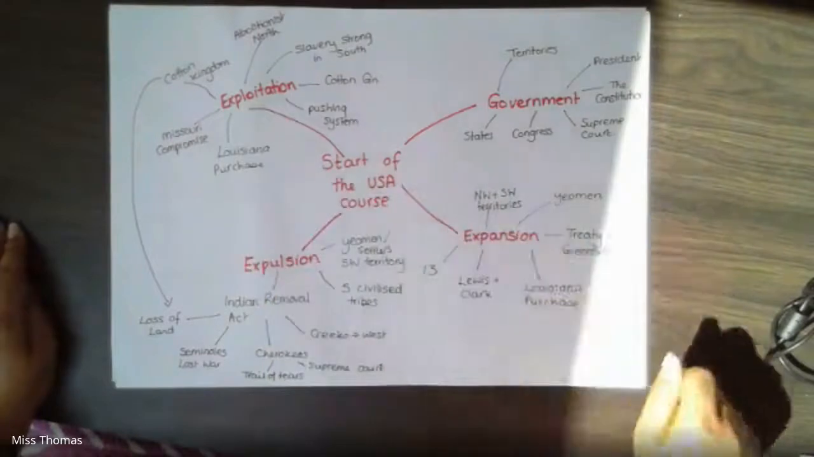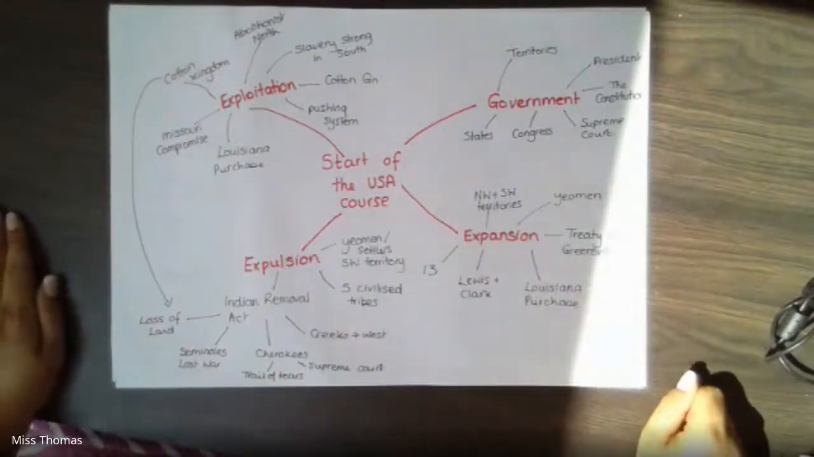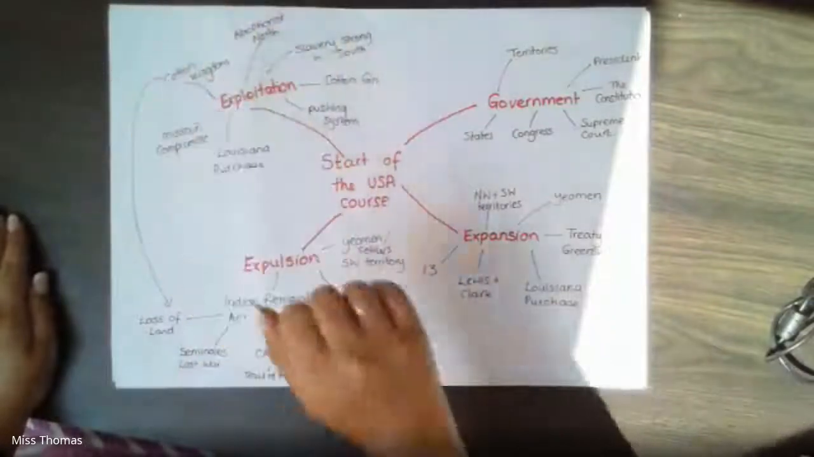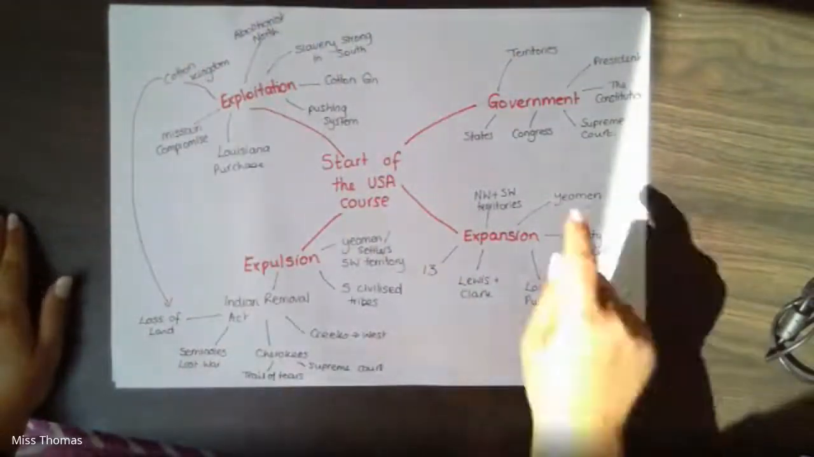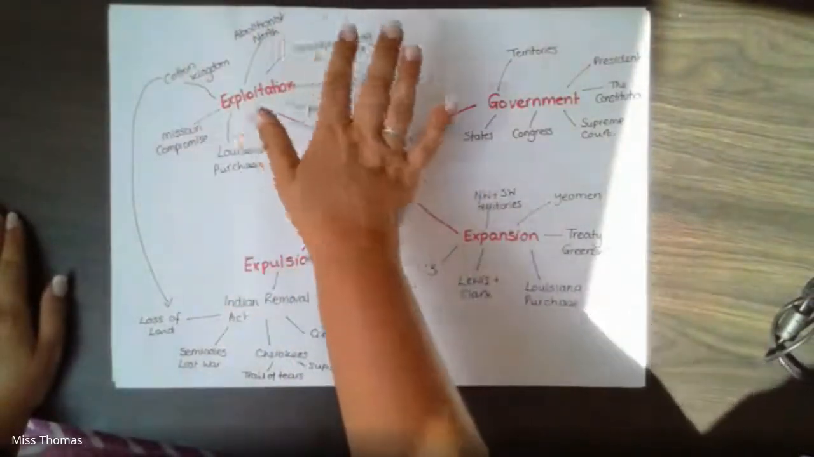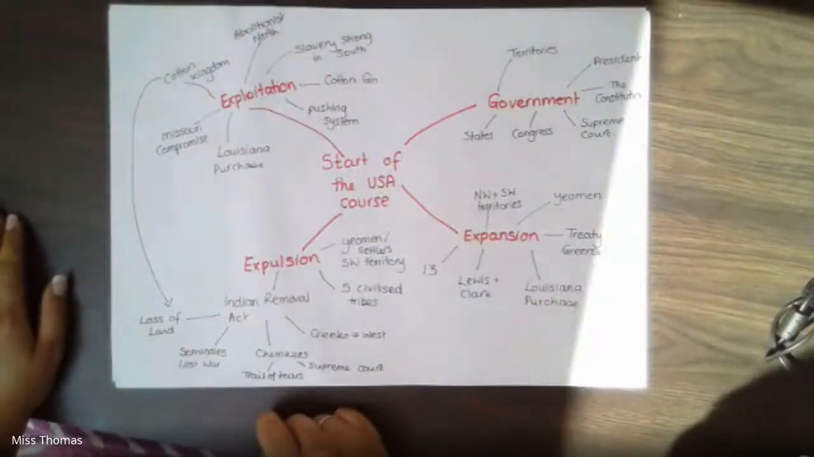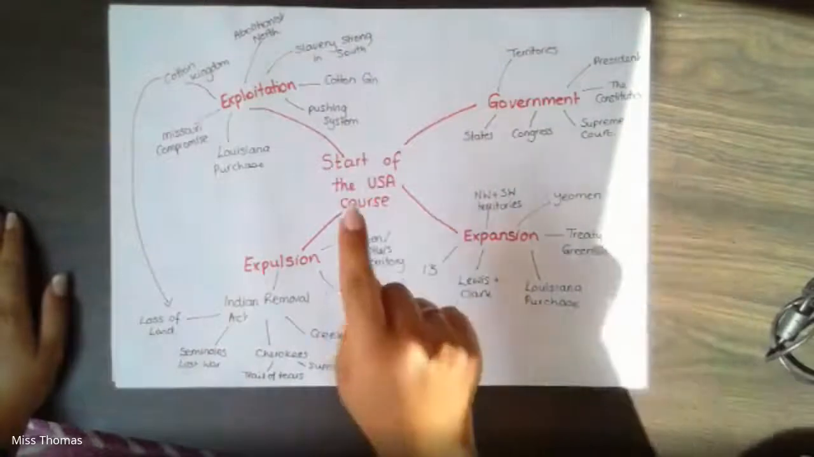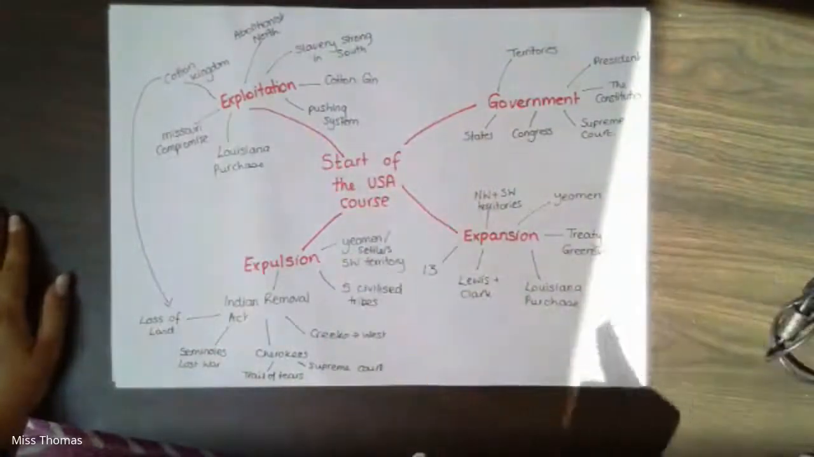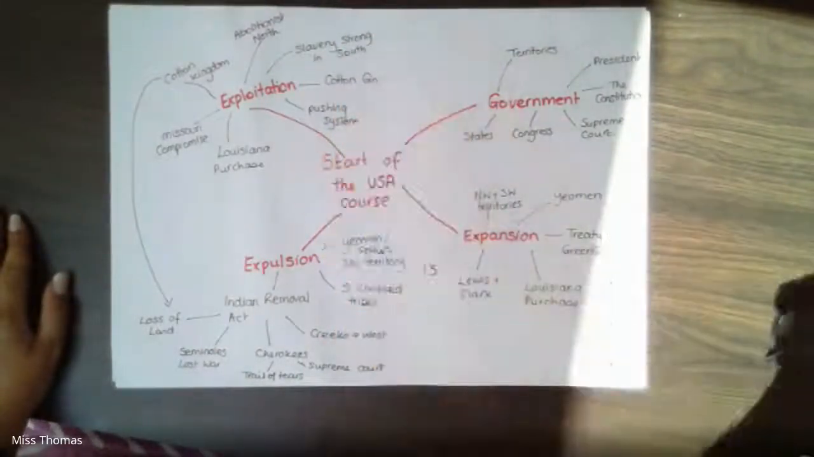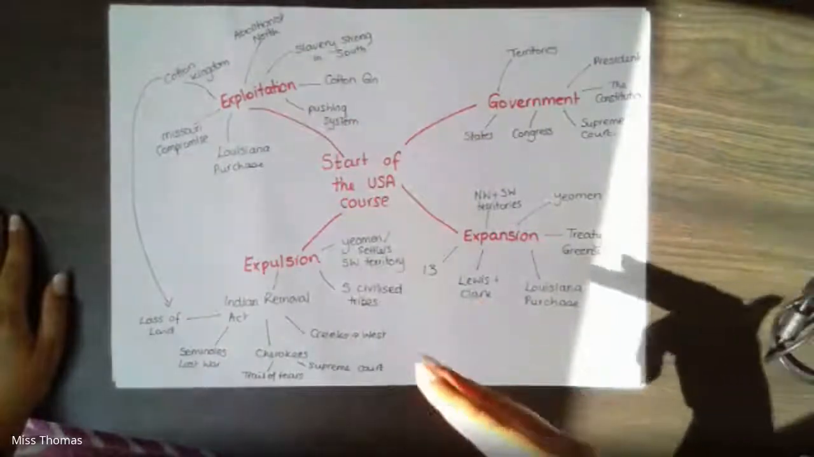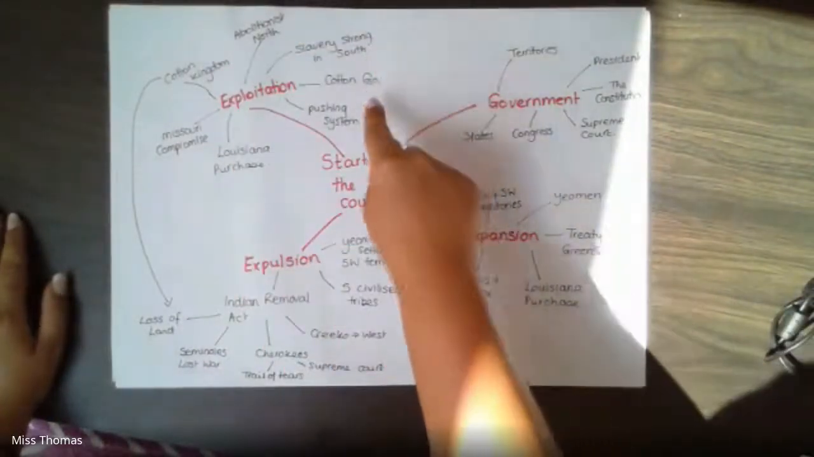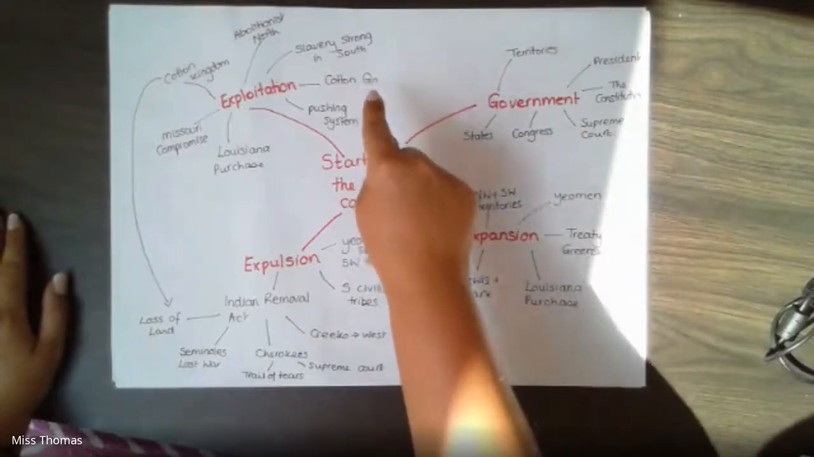Finally, we're going to move on to our final section, exploitation. This is your slavery part of the early part of the course. So again, starting at 1 o'clock roughly for our mind map to work in a clockwise rotation, you need to know that in the South, slavery is strong. I remember it as SSS, slavery, South, strong. Must remember that. Slavery was strong in the South because Eli Whitney invented the cotton gin.